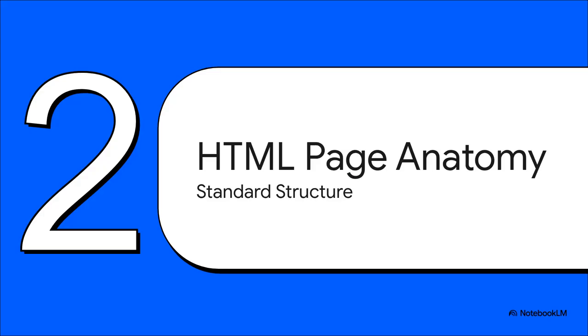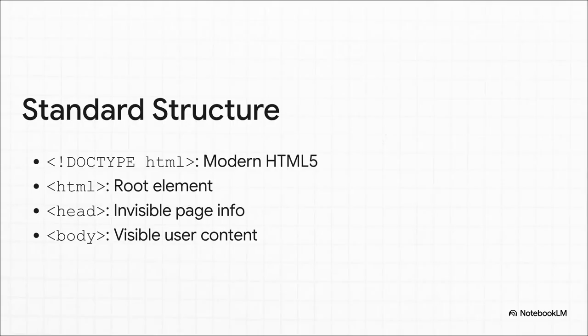Moving on to Section 2, Anatomy of an HTML page, Standard Structure. Every single standard web page you visit follows this exact anatomical order. You can kind of think of it like a document sandwich. Right at the top, we have the doctype declaration, which just tells the browser, hey, expect modern HTML5 here. Then the HTML root element wraps around literally everything else. But the most fascinating split happens next, the head versus the body.